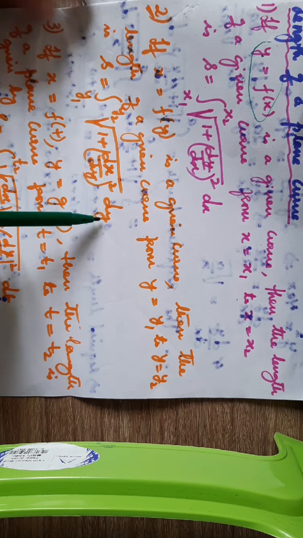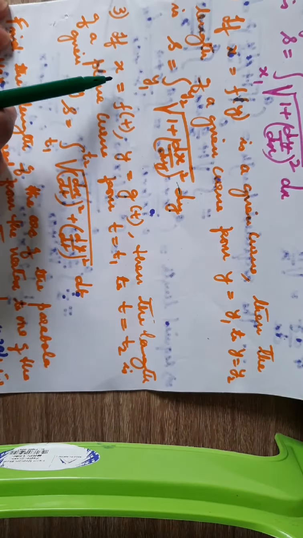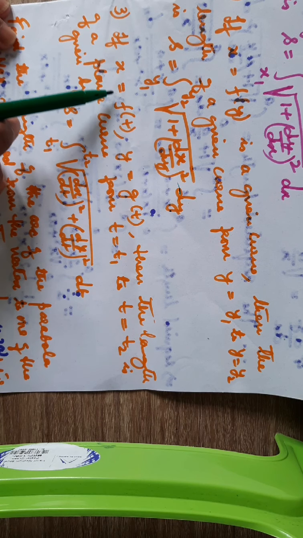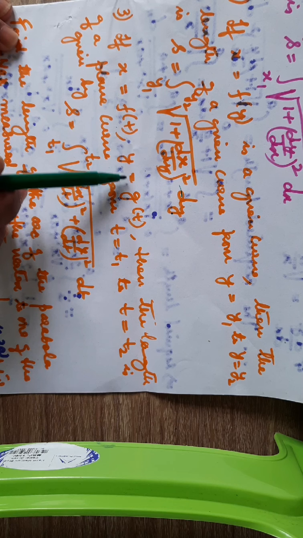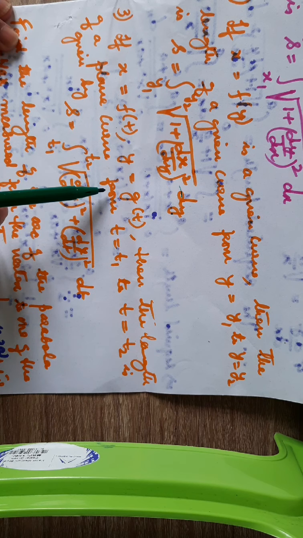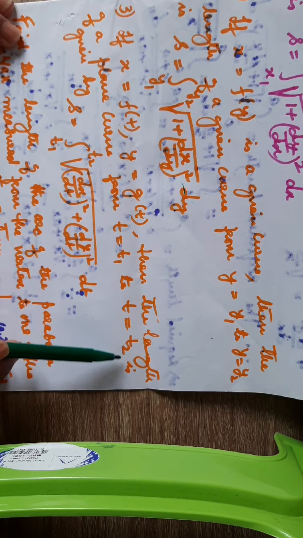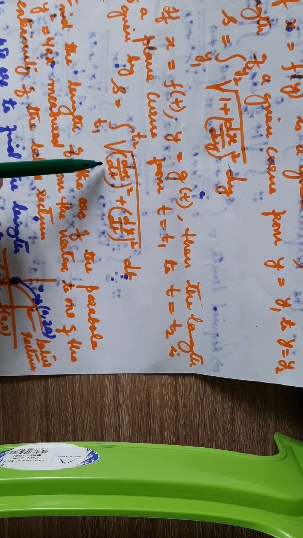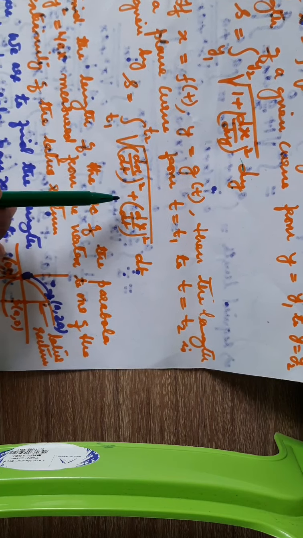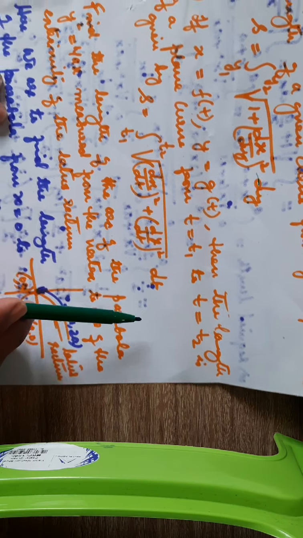So the formula in this case will be integral y1 to y2 square root of 1 plus (dx/dy) the whole square into dy. And if the given equation of the curve is given in parametric form, that is x is a function of t, y is a function of t, then the length of the plane curve from t is equal to t1 to t is equal to t2 is given by s is equal to integral t1 to t2 square root of (dx/dt) the whole square plus (dy/dt) the whole square dt.